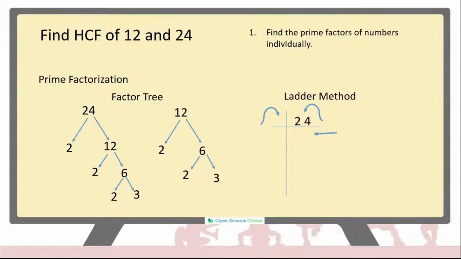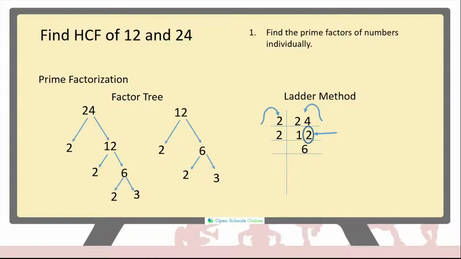So can 2 divide 24? Yes, because 24 has 4 as the last digit. Hence it is divisible by 2. So 2 comes here and the quotient, which is 12, comes here. Now we have to divide 12. Let's try it with 2 as it's the smallest prime number. We know 12 is divisible by 2 because 12 ends with 2. Hence it is divisible by it. So 2 comes here and the quotient that we'll get after dividing is 6, which will come here.